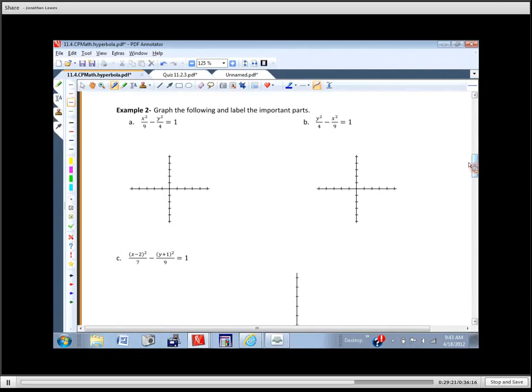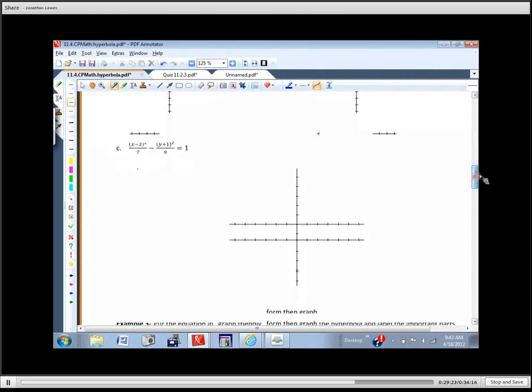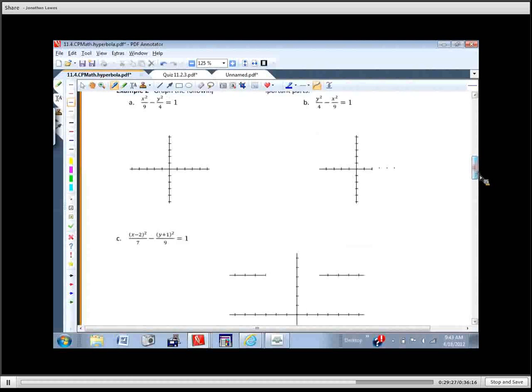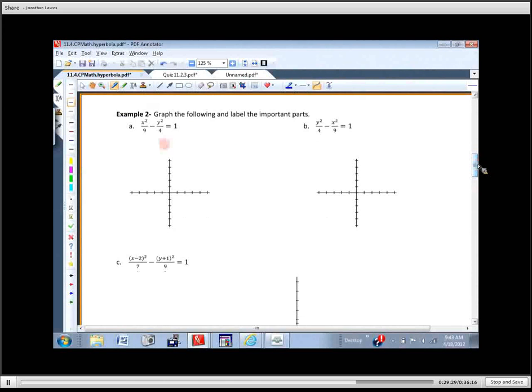We'll do a couple of these, and then we'll mop this up tomorrow. We'll do lots of examples. They're really not that bad once you get them figured out.